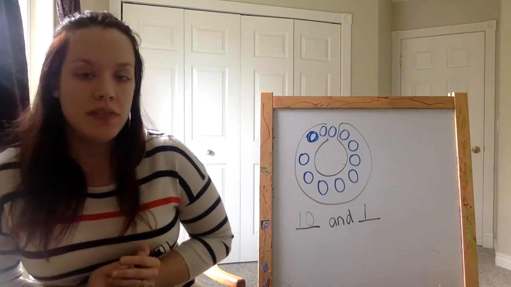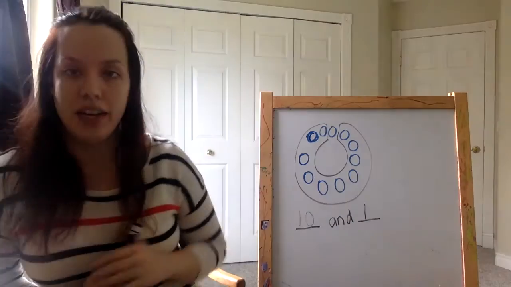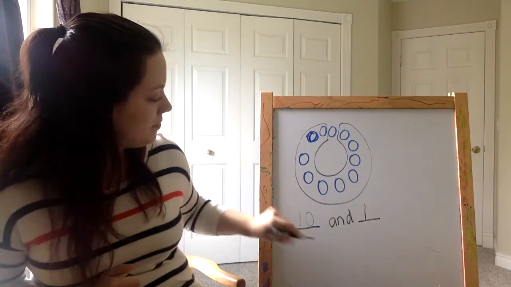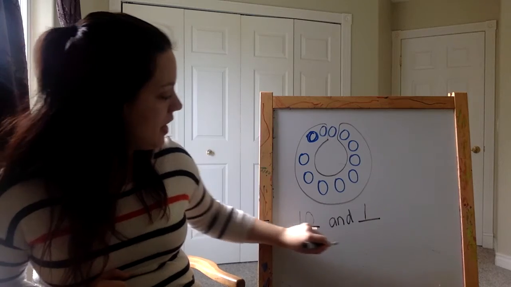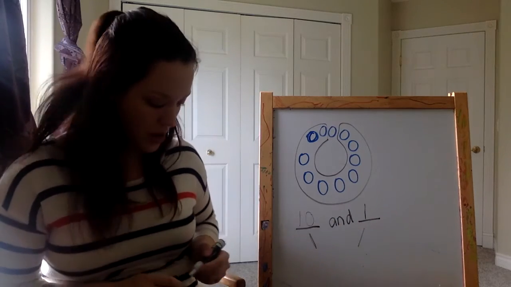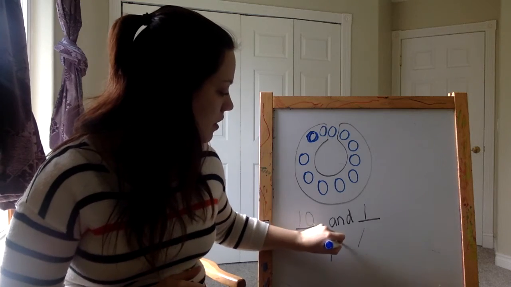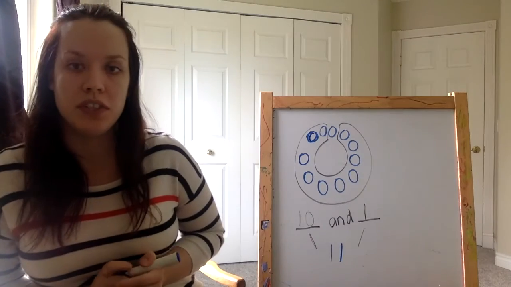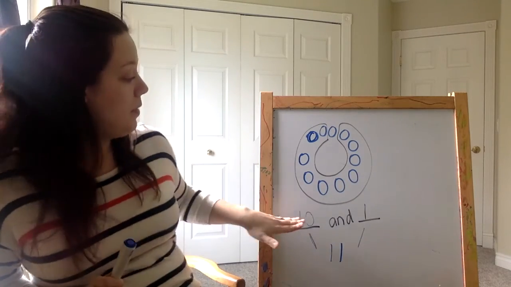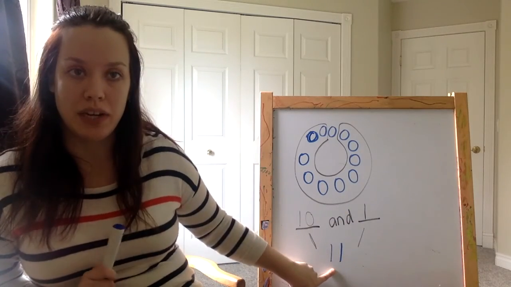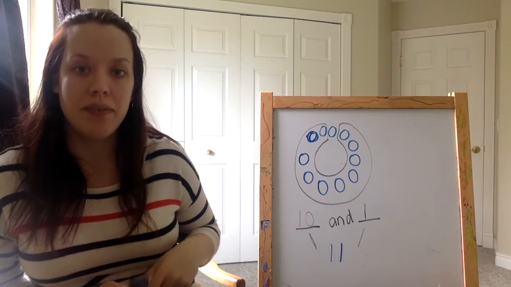Okay, and just for a challenge, how would you say that teen number, 10 and 1? Do you remember? 10 and 1 make the number 11. So just so that you remember, we're practicing the say 10 way, but they're really just the teen numbers we're used to. 11, 12, 13, and so on.